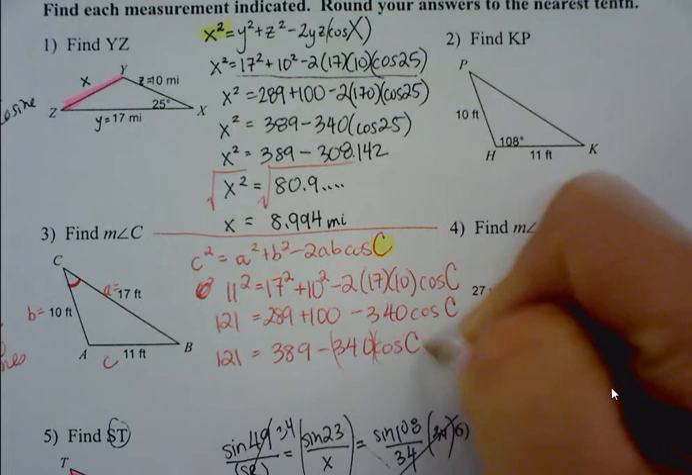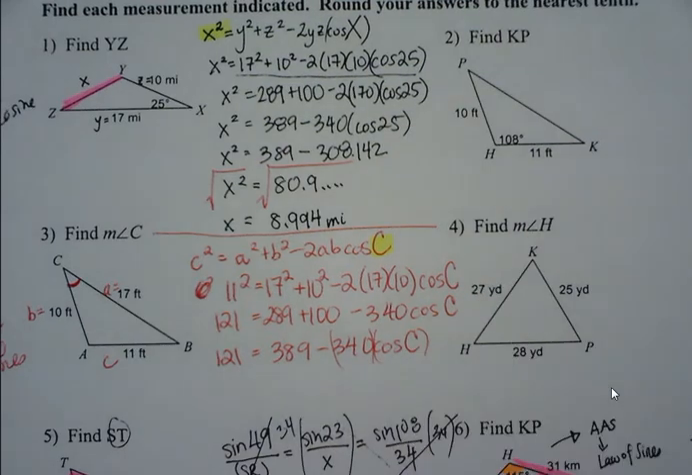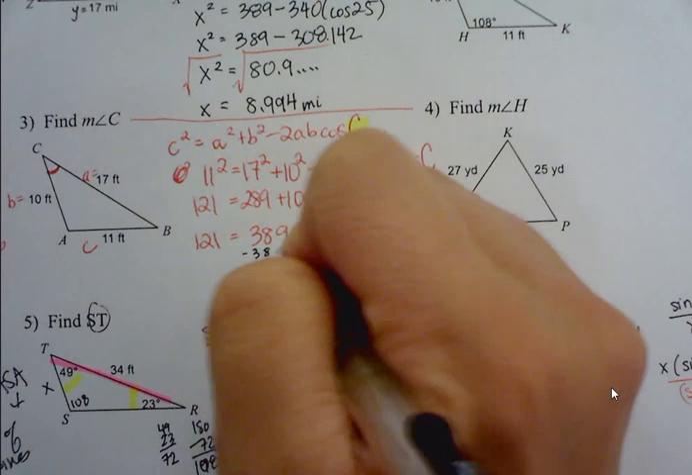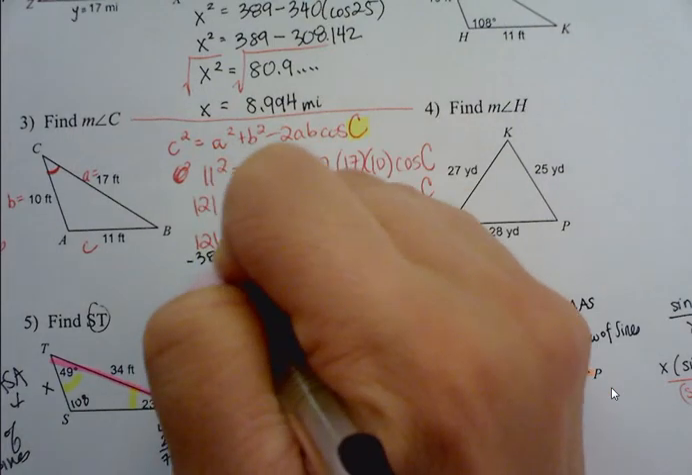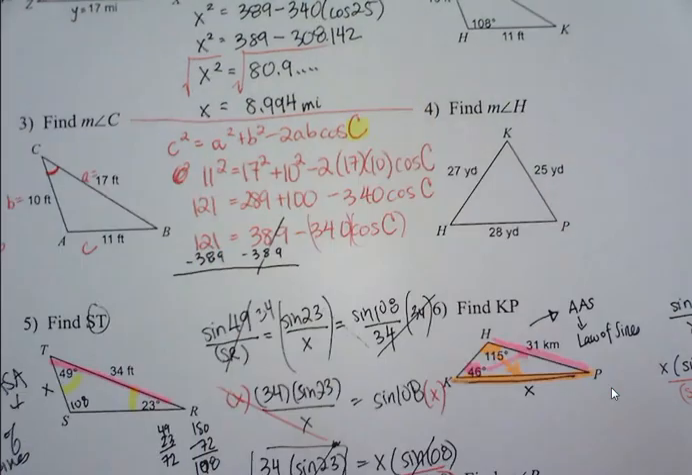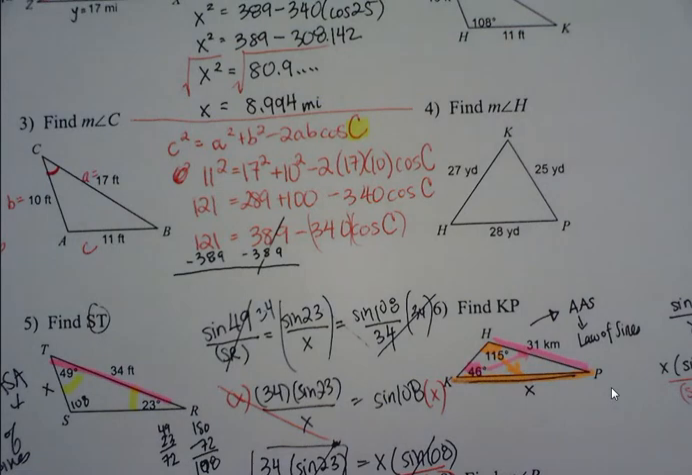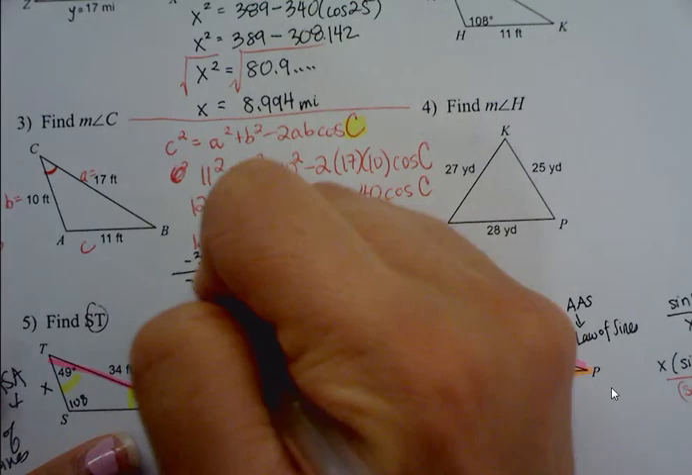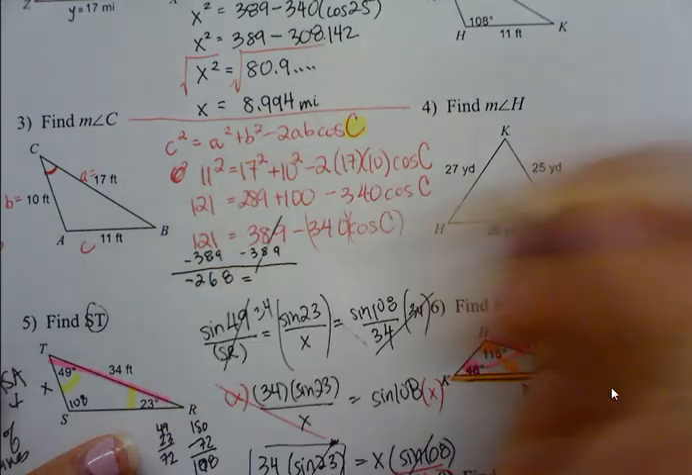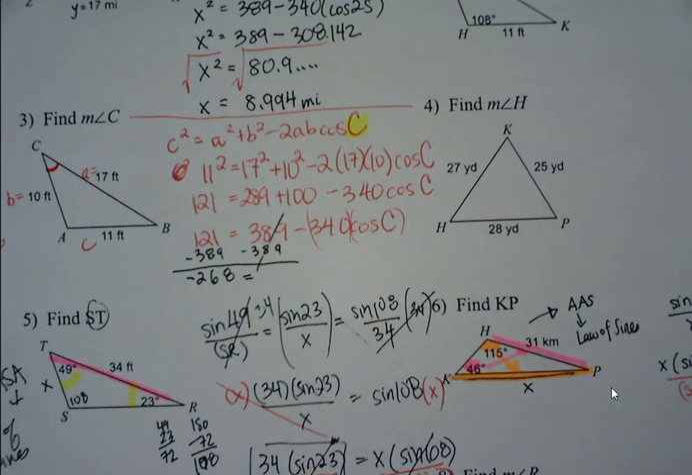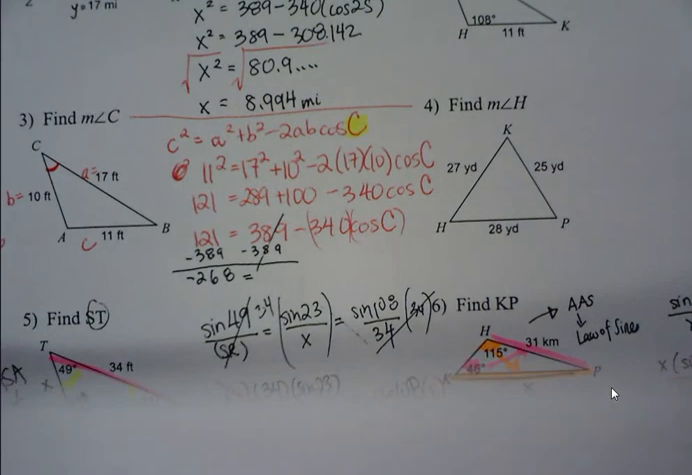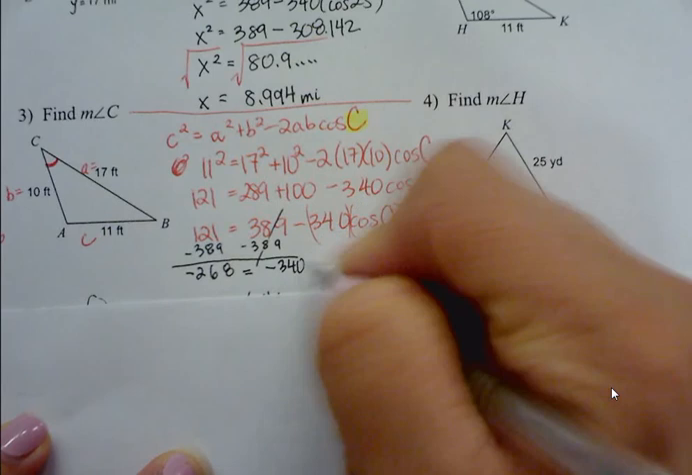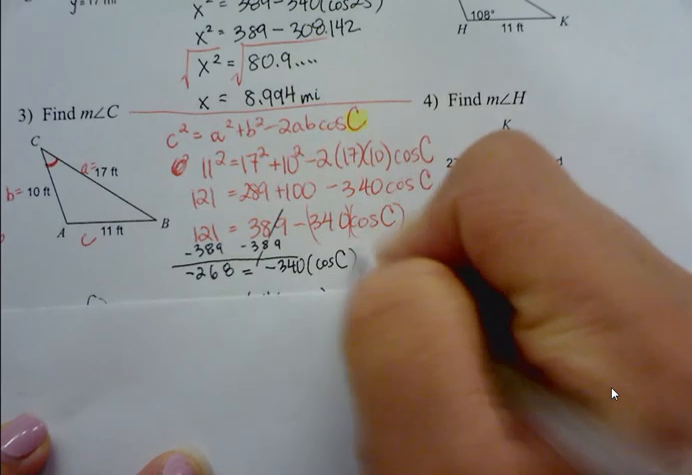So what can I do? Subtract 389 from both sides. Okay, that cancels. What's 121 minus 389, people? Negative 268. Thank you. Okay, equals negative 340 times cosine of C. Now what, people?